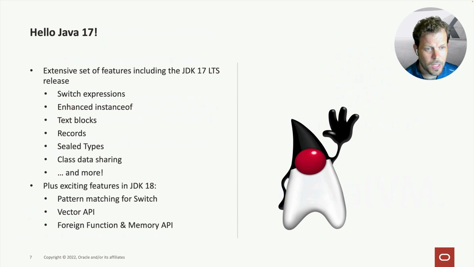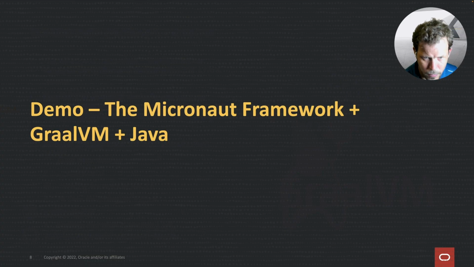In terms of Java 17, it's the latest LTS release that came out a few months ago, which includes a bunch of great features for developers, from switch expressions to enhanced instanceof, text blocks, records, which is my personal favorite, sealed types, class data sharing, and more. Plus, in JDK 18, which just came out, we have pattern matching for switch coming out of preview, the new vector API and the foreign function and memory API. So let's take a look at a demo of how to use these features in a Micronaut application with GraalVM and Java.